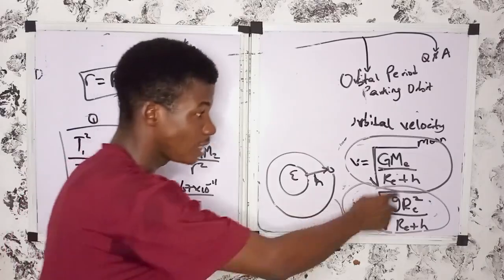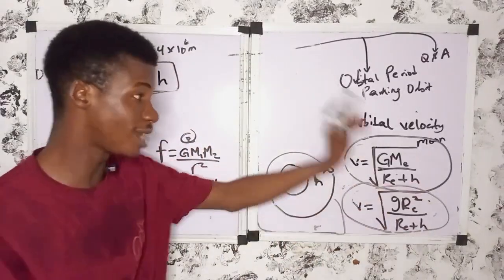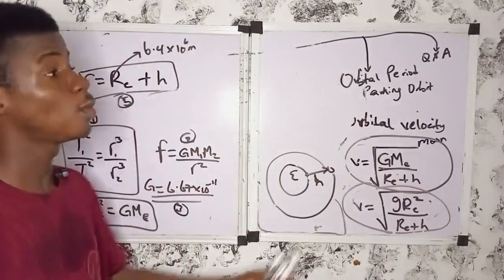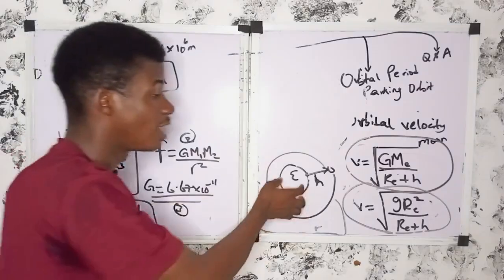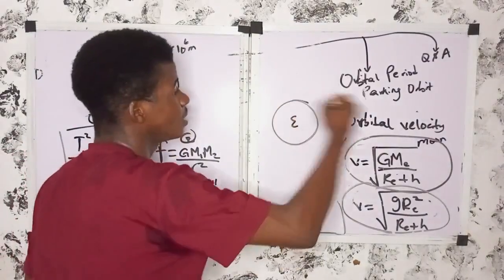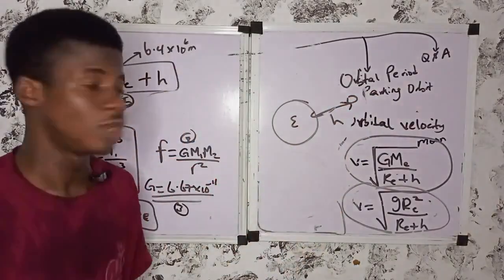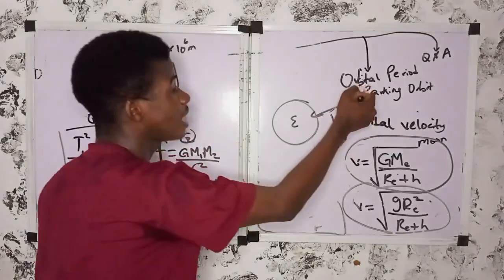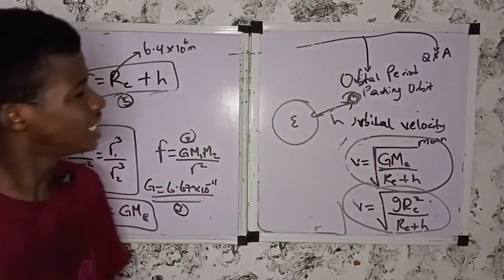That is what you see in this formula. This formula is used to calculate the orbital velocity when the satellite is at a very far distance away from the Earth. Let's say this is the Earth, and the satellite is at a very far distance from the Earth. To calculate the orbital velocity of this satellite, you can either use this or this, okay?